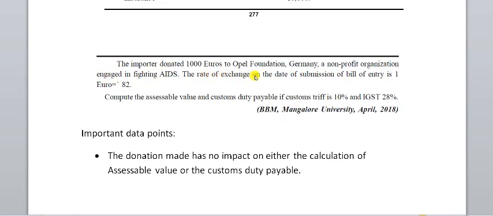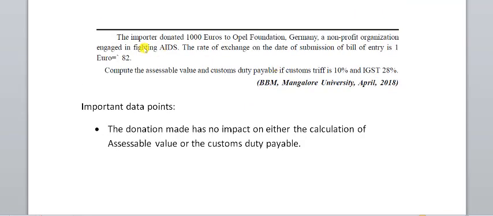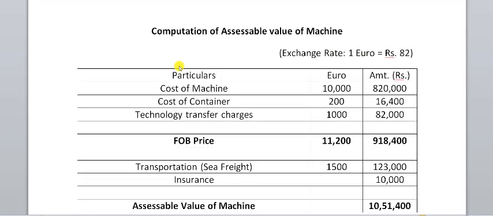The rate of exchange on date of submission of bill of entry is 1 euro equal to 82 rupees. Compute the assessable value and customs duty payable if customs tariff is 10% and IGST 28%. So the donation made has no impact on either the calculation of assessable value or customs duty payable. This particular statement is of no use for us. So let's move on.